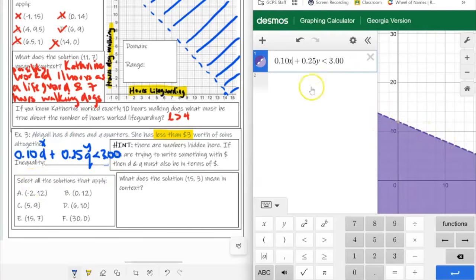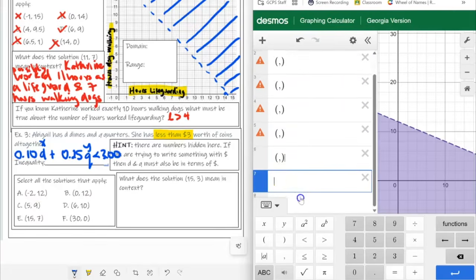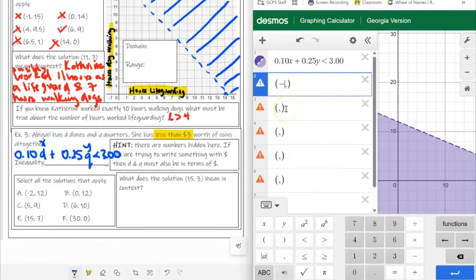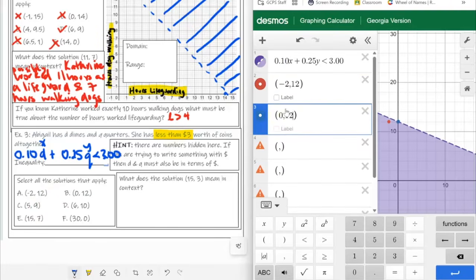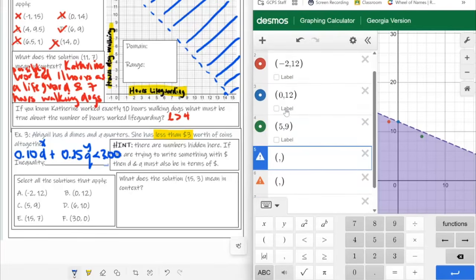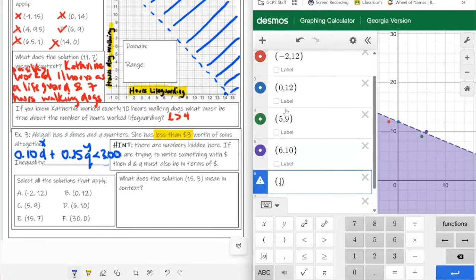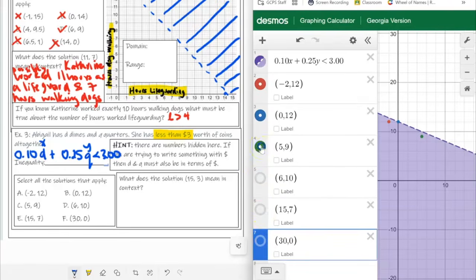Okay, select all the solutions that apply. So again, we're going to copy down everything that's written over here. So I'm just going to write one and then copy and paste all the way down, and then just come here and fill in the numbers. So we got -2, 12, come down, and then do 0, 12, come down, 5, 9, come down, 6, 10, come down, 15, 7, come down, 30, 0. And then, because there's so many dots, I'm just going to hide all the colors so that I can only look at one at a time.